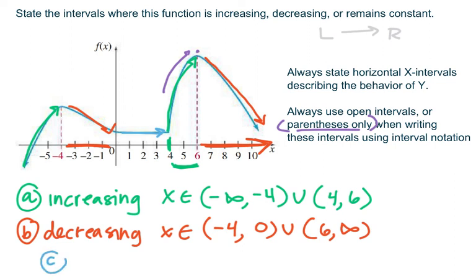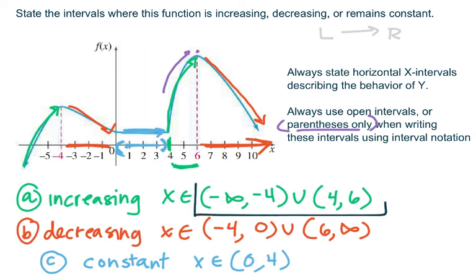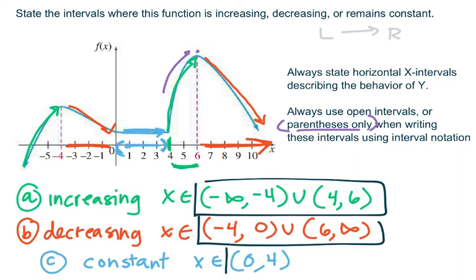And then lastly, where is this function constant? Where do the y values neither rise nor fall? They remain horizontally constant. And we can see that that is occurring between 0 and 4. So we would list these intervals in interval notation using what I've drawn here in the box. You do not need to write this element symbol. And as I said, the computer, when you're entering your answers, sometimes it wants a comma here. So just make sure you pay attention to how it asks you to input your answer.